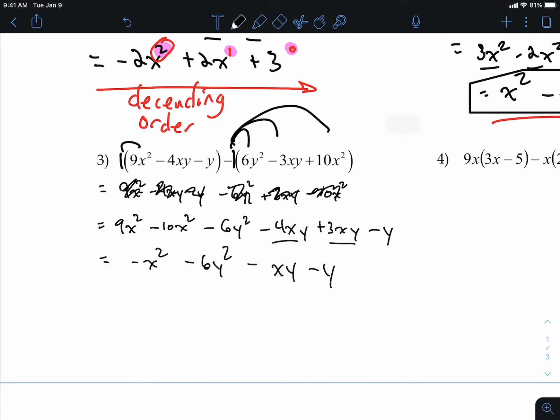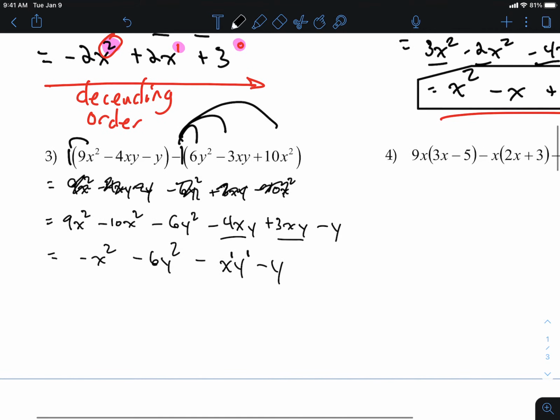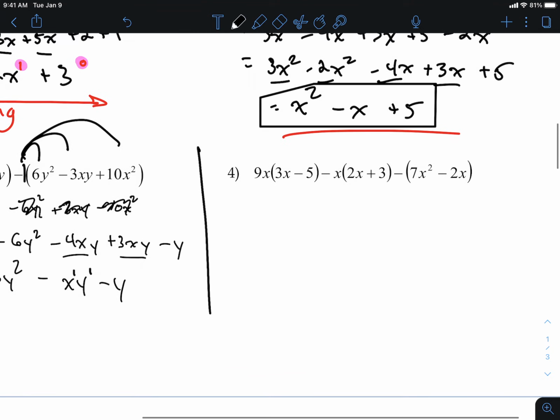For x and y, would the degree be 1 or 2? 2, I think. Would it be 2? Is it 2 variables? 2 variables. There's a 1 on each of them. Okay. Is that okay? This one here's okay.